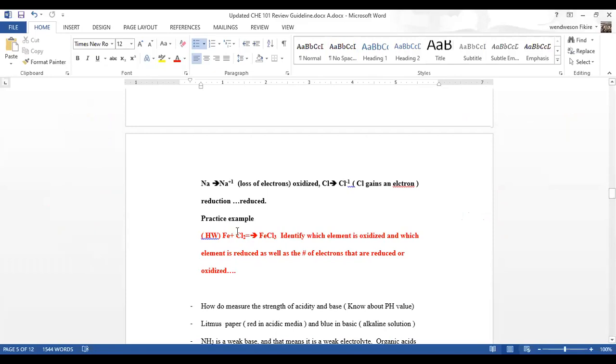Here is an example. Maybe you can make a practice. Identify which elements are oxidized and which elements are reduced, as well as the number of electrons which are reduced or oxidized. While you are doing the review guideline, in case you have questions that you can't easily answer, you can text me or send me a text message with your name. Use this number, text me for a quick answer. Then I'll reply to you, and then we can work from there.